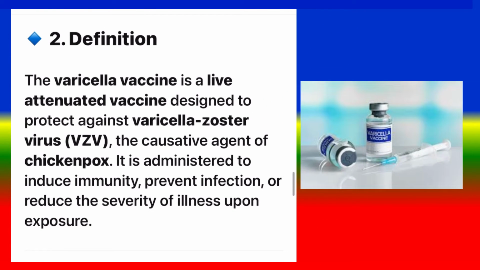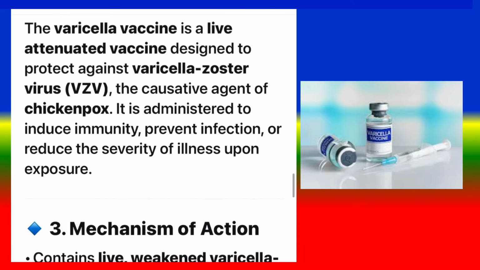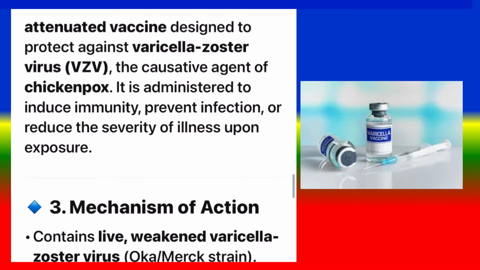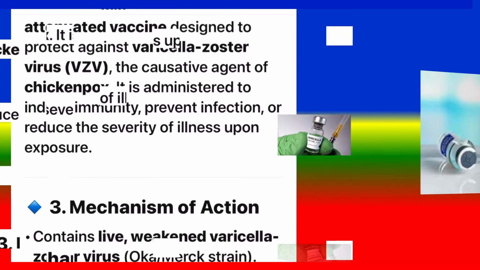2. Definition. The varicella vaccine is a live attenuated vaccine designed to protect against varicella-zoster virus, VZV, the causative agent of chickenpox. It is administered to induce immunity, prevent infection, or reduce the severity of illness upon exposure.